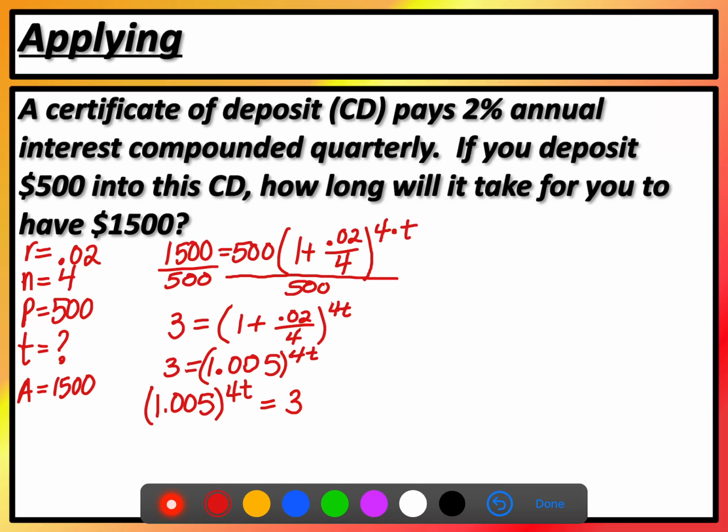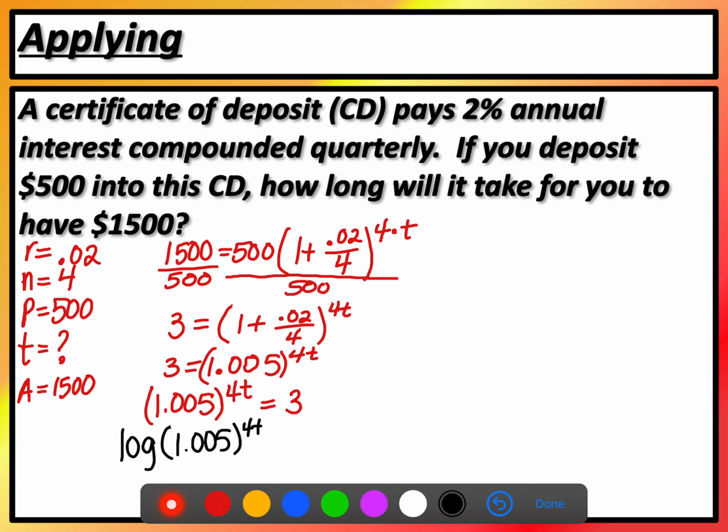I don't know why. All right, so right now I'm looking at an exponential equation that has a base of 1.005 and a base of 3. Two different bases that I'm not going to be able to get to be the same thing. So how do we handle an equation like that? We take the common log of both sides.